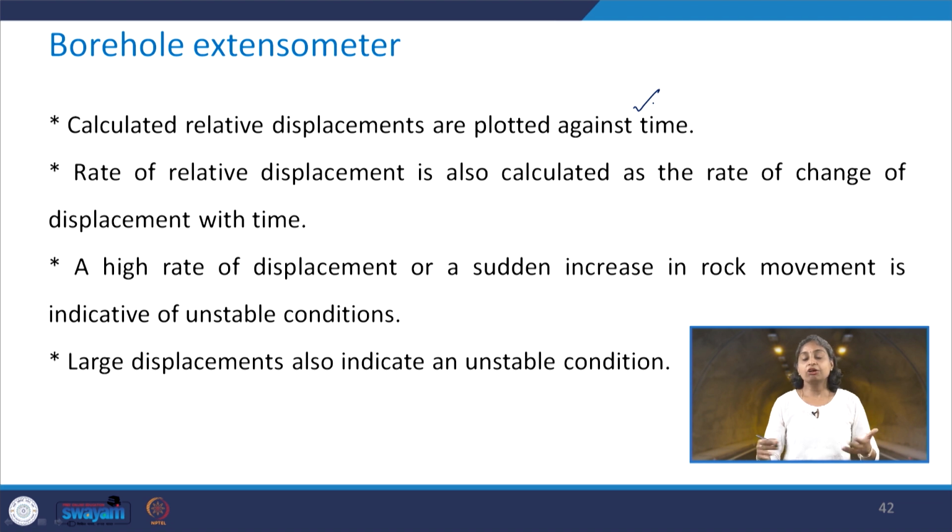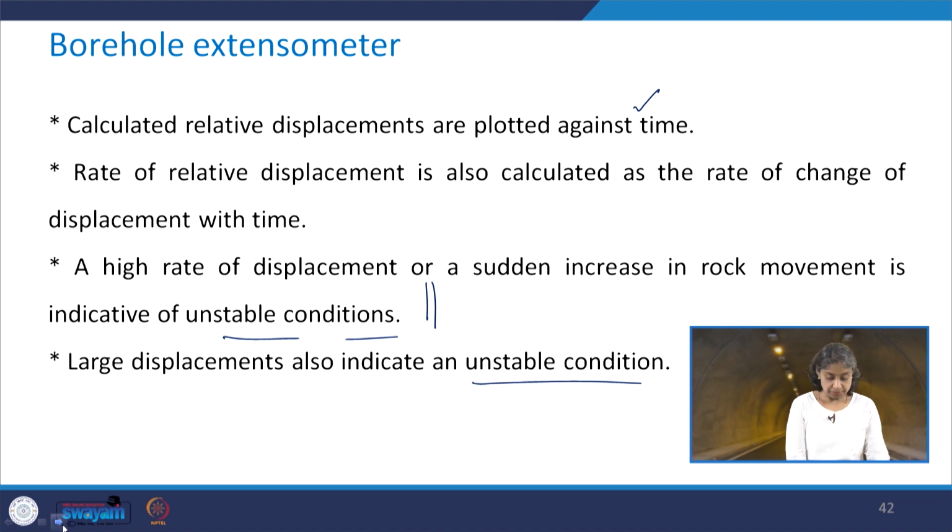A higher rate of displacement or a sudden increase in rock movement is indicative of unstable conditions. We will see with the help of a few plots how we can get an idea about such situations. Large displacements are also indicative of an unstable condition.